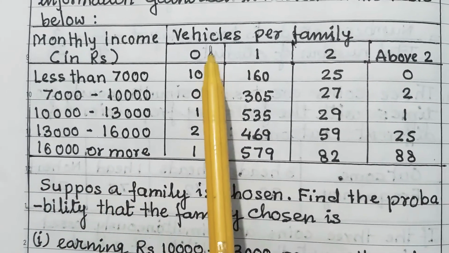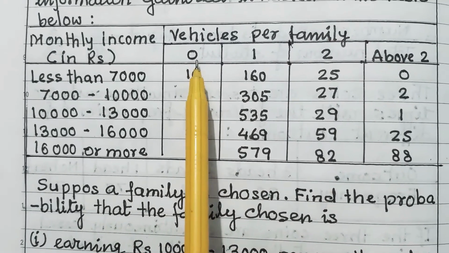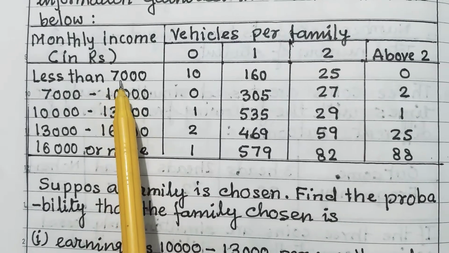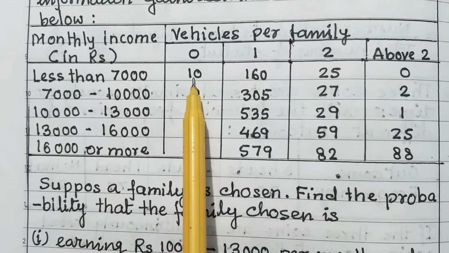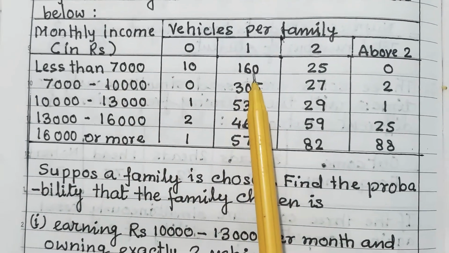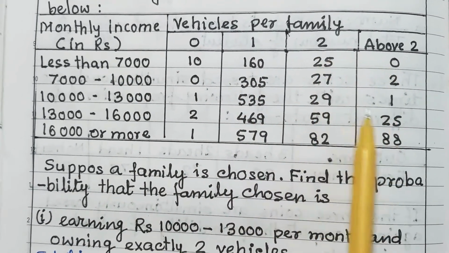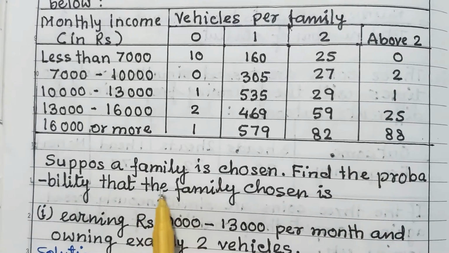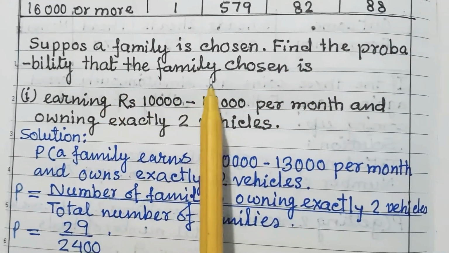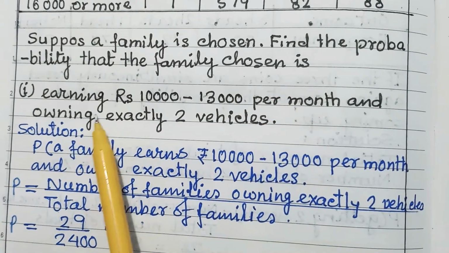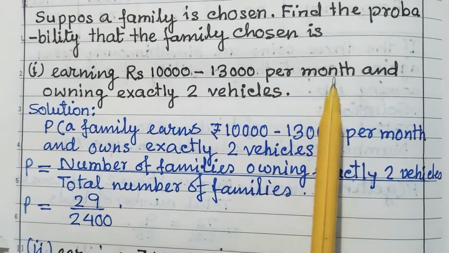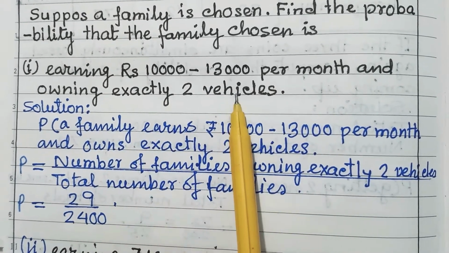And the number of vehicles: no vehicles, 0 means no vehicles, 10 families. Income less than 7,000 have 10 families with no vehicles. 1 vehicle, income less than 7,000 is 160. In this way a table is given here. Suppose a family is chosen. Find the probability that the family chosen is earning rupees 10,000 to 13,000 per month and owning exactly 2 vehicles.